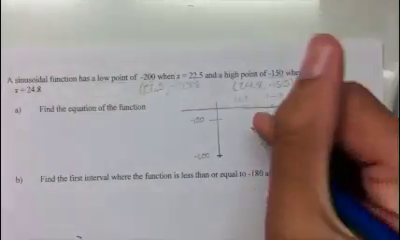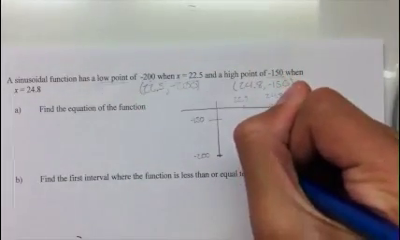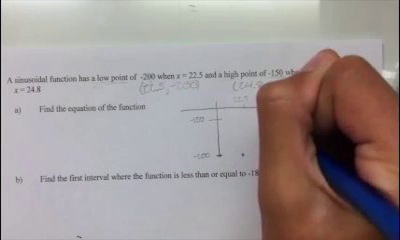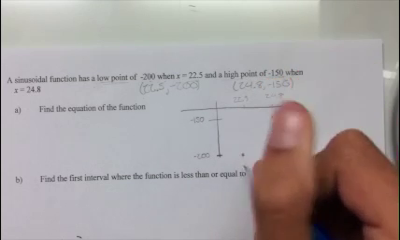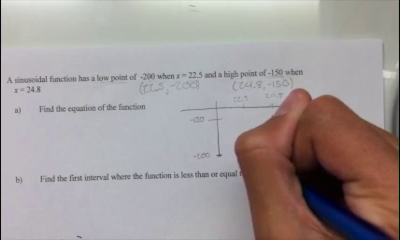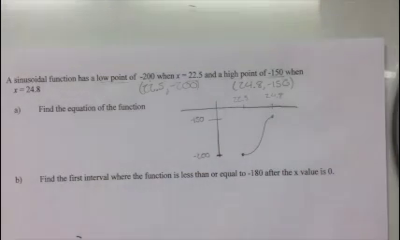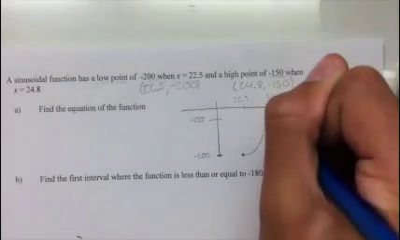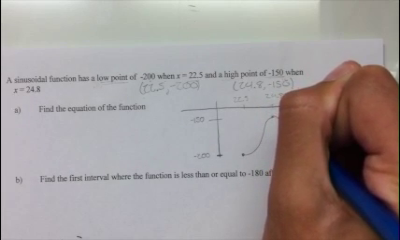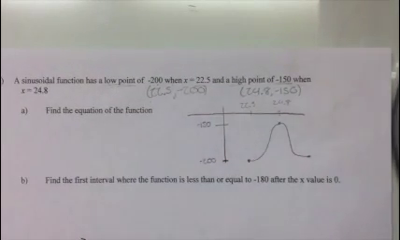And then we graph the points. So right here we have 22.5 and negative 200, so we'll put that there. And we'll put the negative 150 and 24.8 up here. So we're going to have a graph that roughly looks like that. But just to help me see it, I'm going to put another dot out here, approximately where the next low point will be, and connect it to the high point. So there's our graph.